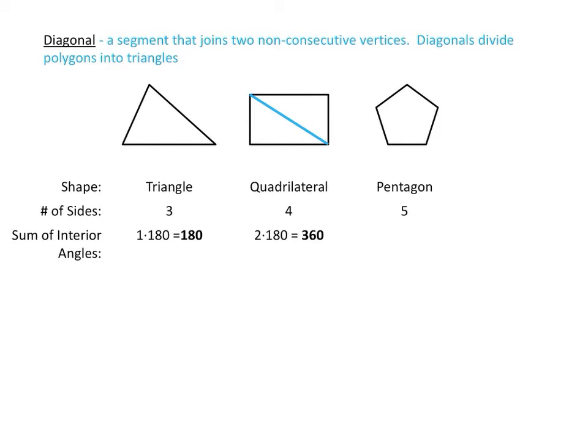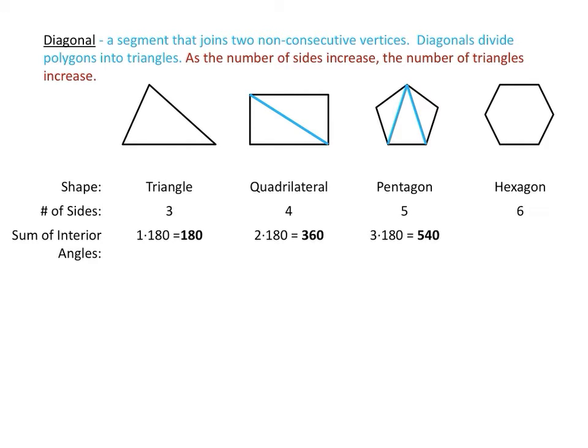Next, we have the pentagon, which has 5 sides. So how many diagonals would this one have? At most, we could sketch in 2 diagonals in a pentagon, which gets us 3 triangles. 1, 2, 3. So because we have 3 triangles, and each triangle is 180 degrees, we can multiply to get the sum of the interior angles. So all 5 angles would add up to 540 degrees.